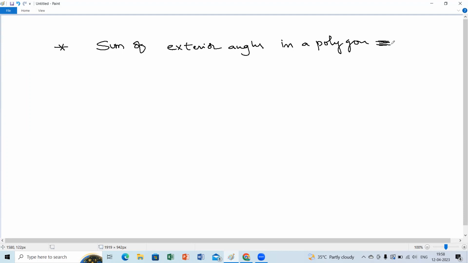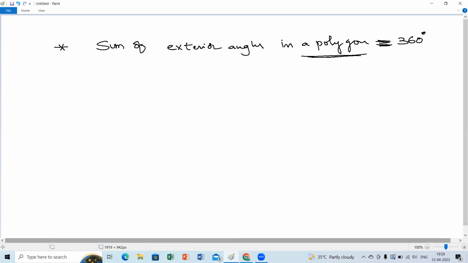Sum of all exterior angles, for a square it is? And for a triangle it is? It's always the same, for a triangle, for a square, for a rectangle, for a quadrilateral, for any polygon. General. That's why we are using the word polygon. The sum of exterior angles in a polygon should be equal to 360.